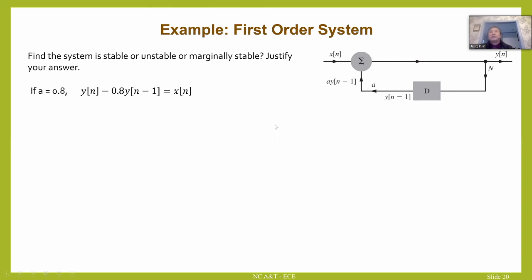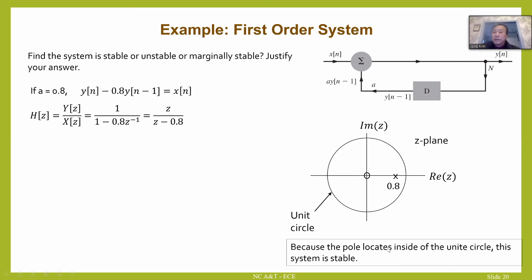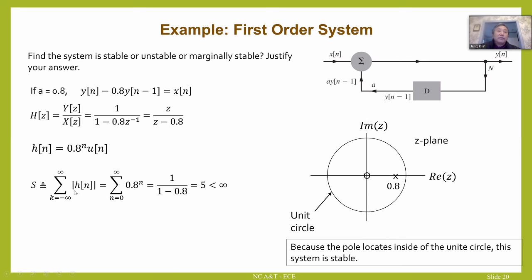You analyze the system. So mostly a digital system, your program, is also analyzed like that. Okay, so in the case of a first order system, we know that H of z, and then this h of n is inside the unit circle, so this system is stable. However, h of n is 0.8 to the n, and the summation of this is 1 over 1 minus 0.8, which is 5. This is not infinity, so it is BIBO stable. Okay, just like that you can test it.